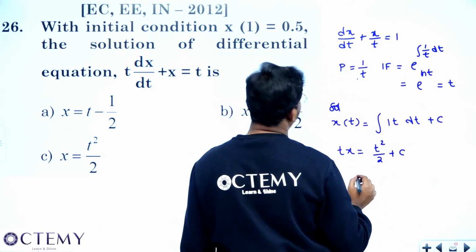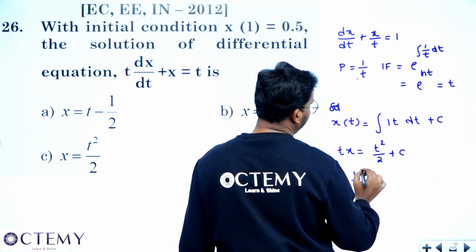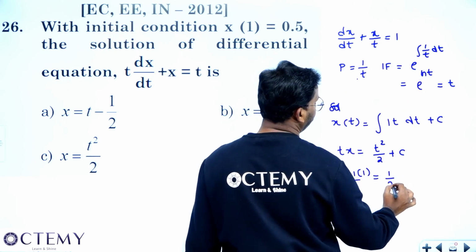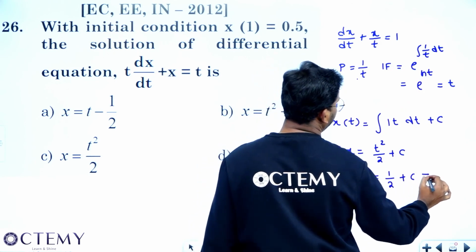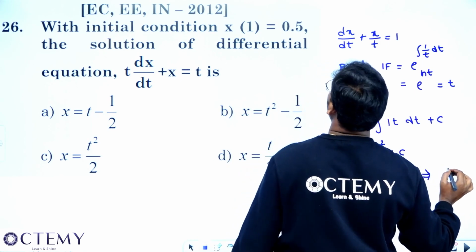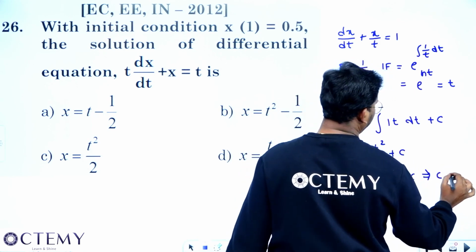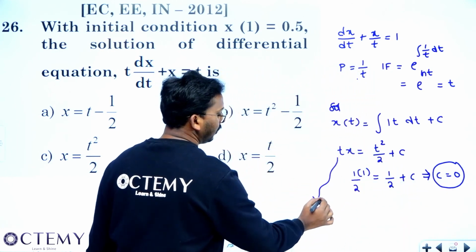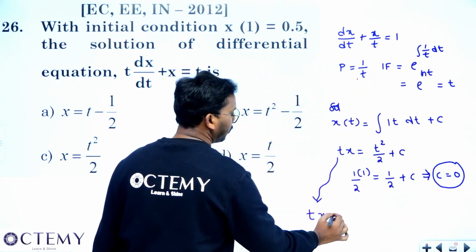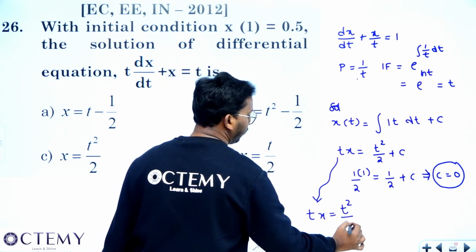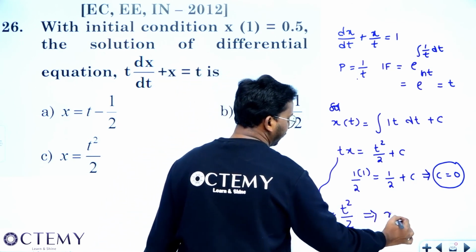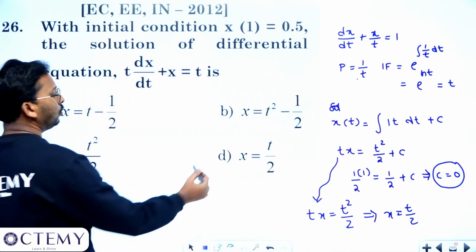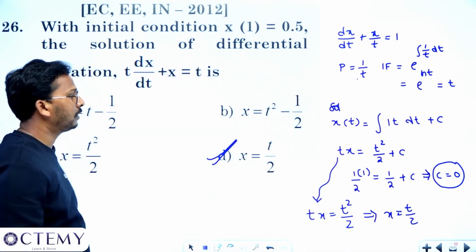So 1 by 2 into 1 is equal to 1 by 2 plus c, which implies what's the value of c? T is how much you are putting? 1. So c will be equal to 0. If c is 0, what is the solution? This is tx is equal to t square by 2, which implies x is equal to t by 2 is the solution. Very good, sir.